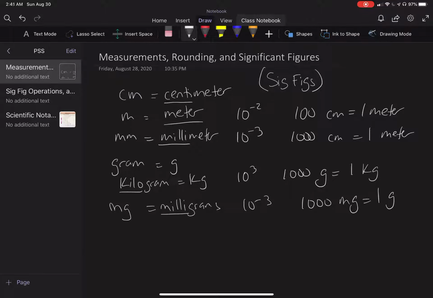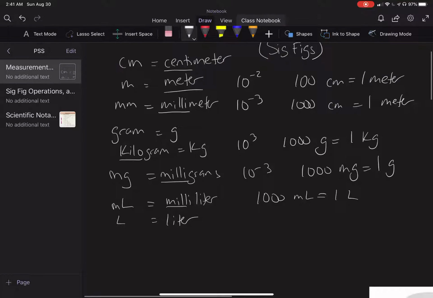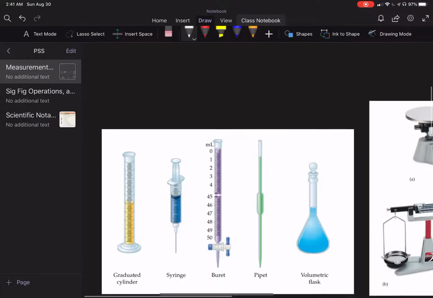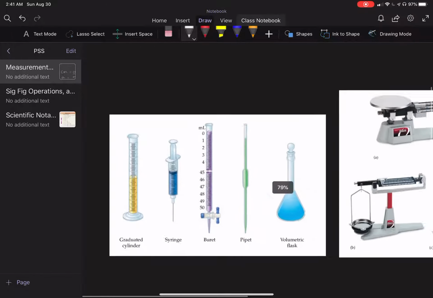And then for volume, the most common measurement that we will use is the milliliter. So we have capital L for liter and lowercase m for milli. And again, milli is 10 to the negative third. So that means that there's going to be 1,000 milliliters in 1 liter. And then of course you might use the base unit, which would just be capital L for liter. But those are the most common measurements that we will use. In another video, I'll have the metric system outlined so you can see how centi, milli, and kilo stack up.